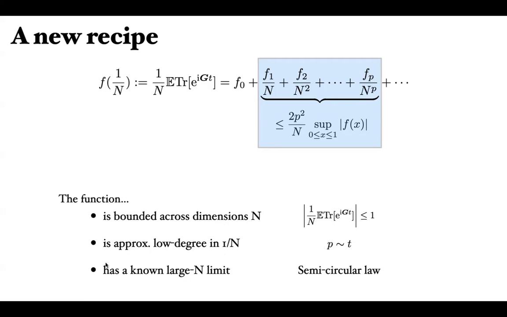And also, very nicely, it has a large n limit, which really just comes from the Fourier transform of the semicircle law. With all these conditions in place, you really don't need to do anything with the high order terms. You just need to truncate them, say they're low degree, you can throw them away, and that's it. And you can safely trust the leading order asymptotics, which is the semicircle.